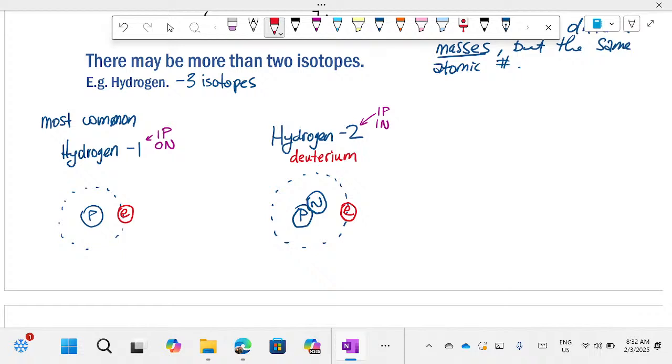Deuterium. In nuclear reactors, they use water where the hydrogen used to make the water is not regular hydrogen, but what we call deuterium, or hydrogen 2. And so the water is literally heavier than water would normally be.